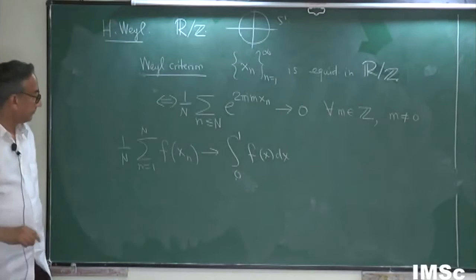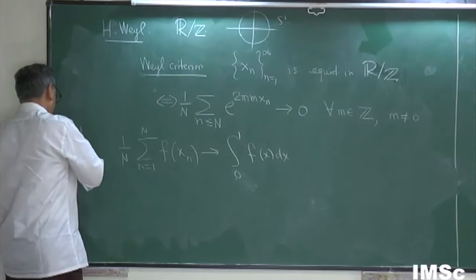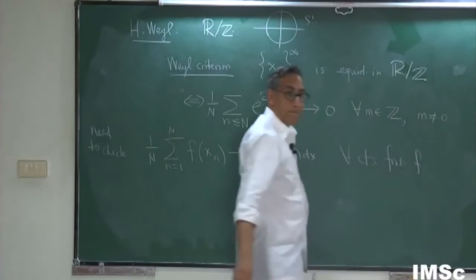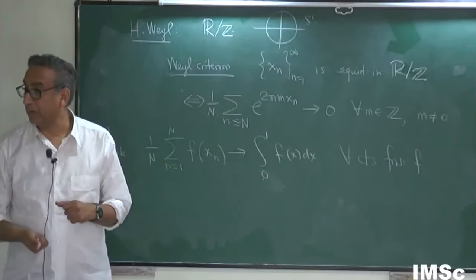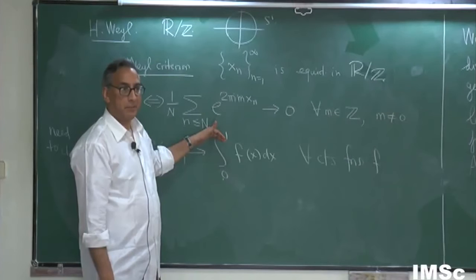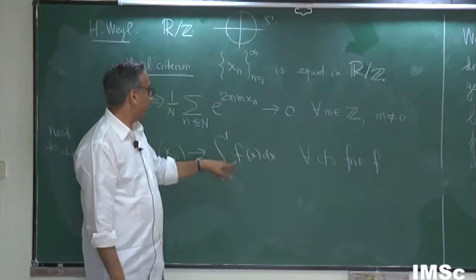Need to check for all continuous functions. Now, the space of trigonometric polynomials is dense in the space of continuous functions. Therefore, it suffices to check it on trigonometric polynomials. And so this should not come as a surprise. Everybody okay with this? So clearly, if this is equidistributed, I just apply this criterion with this function. So one way is obvious.